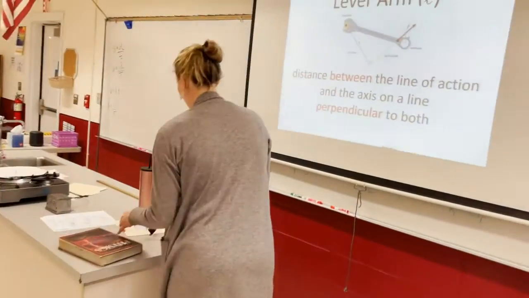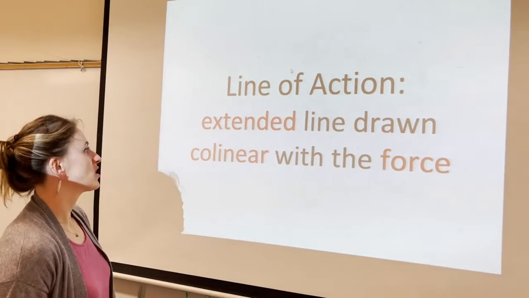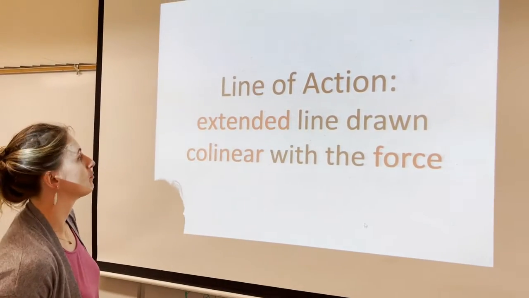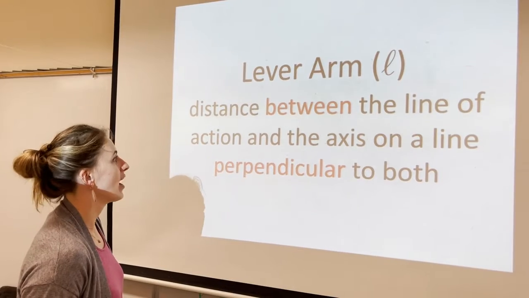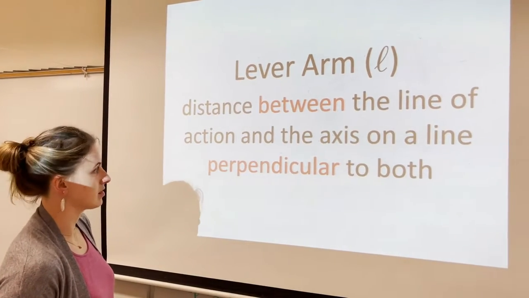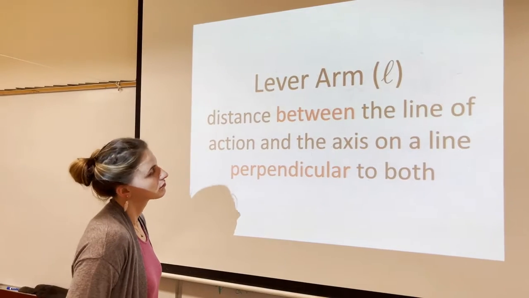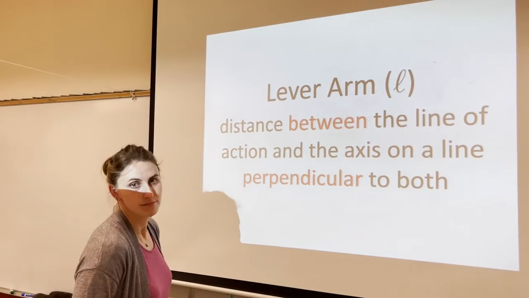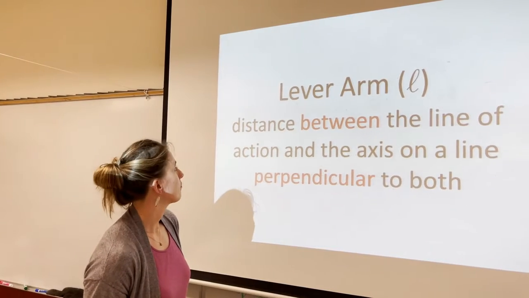All right. Let's see. Line of action, extended line drawn collinear with the force. Lever arm is the distance between the line of action and the axis on a line perpendicular to both. Now, what I would suggest instead of writing this stuff down now is you should be following along in your notes from where you had this before. You've seen this before.